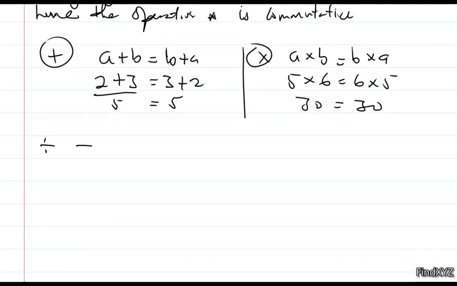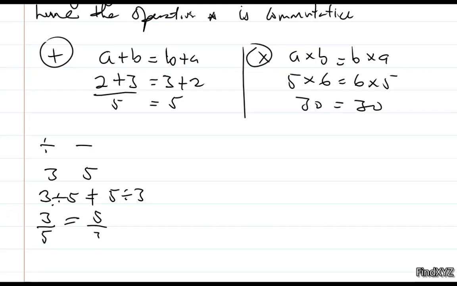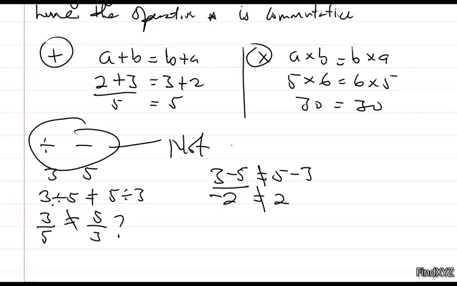Why am I saying so? Let's pick any two numbers, so let's pick 3 and 5. 3 divided by 5 is not equal to 5 divided by 3. Because 3 over 5, is it the same as 5 over 3? Nope, they are not the same. Also, 3 minus 5, is it the same as 5 minus 3? What is 3 minus 5? Negative 2. Is it equal to positive 2? Clearly, these two are not equal. Hence, division and subtraction are not commutative.